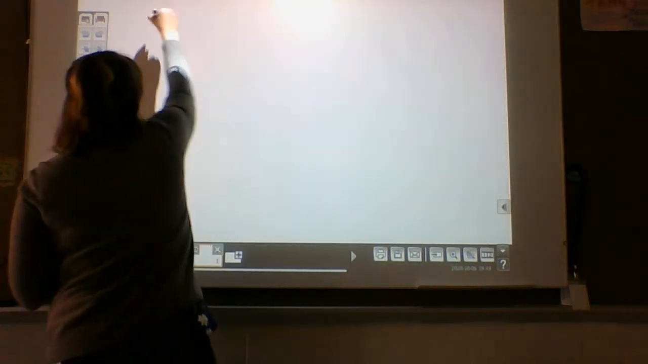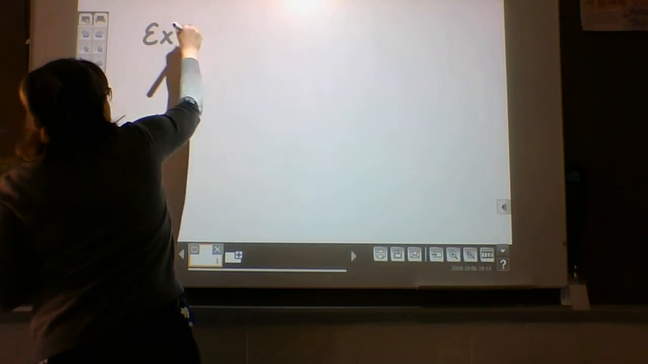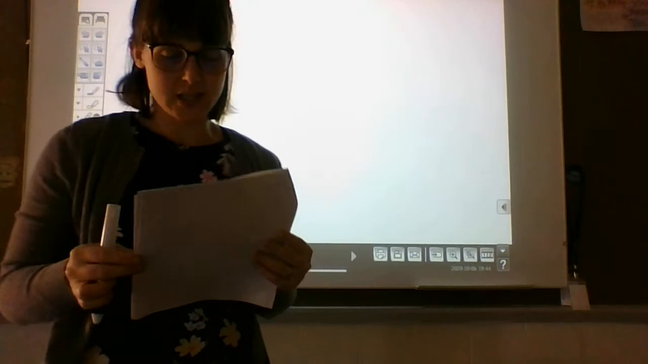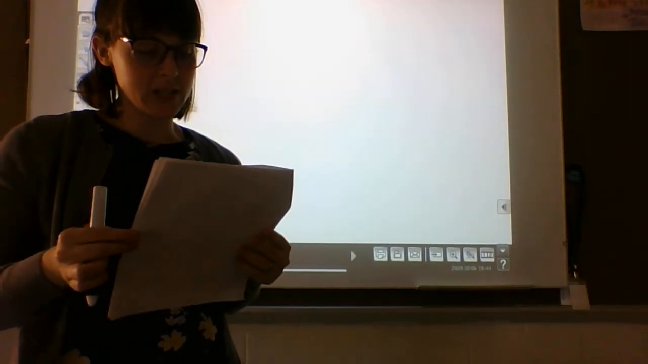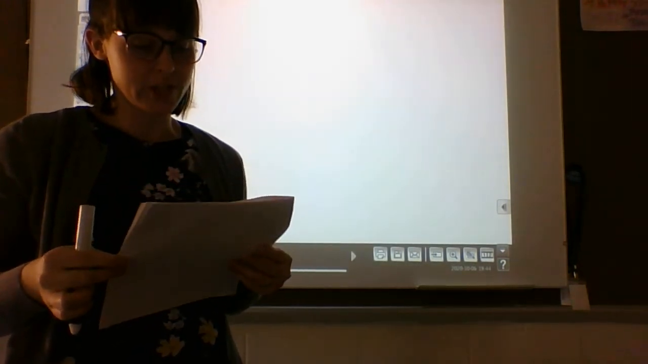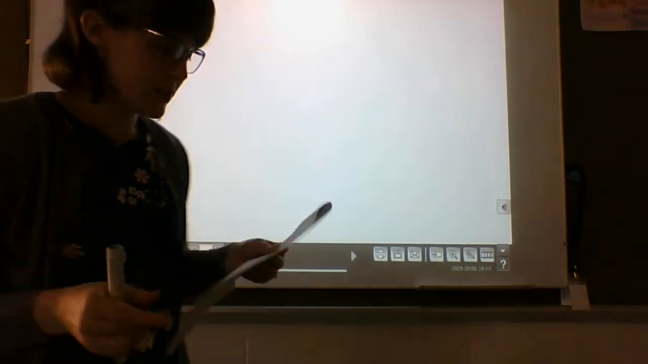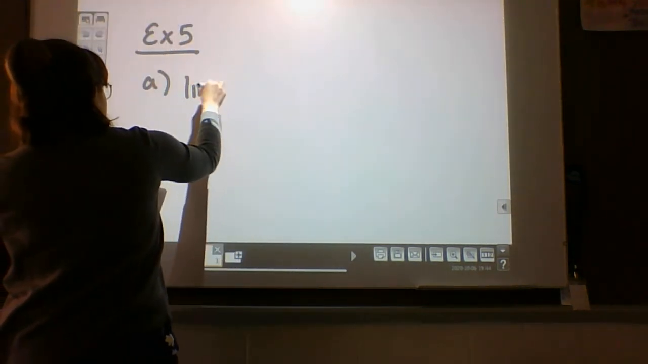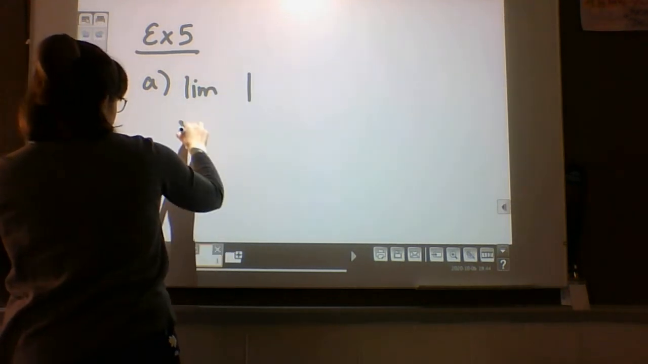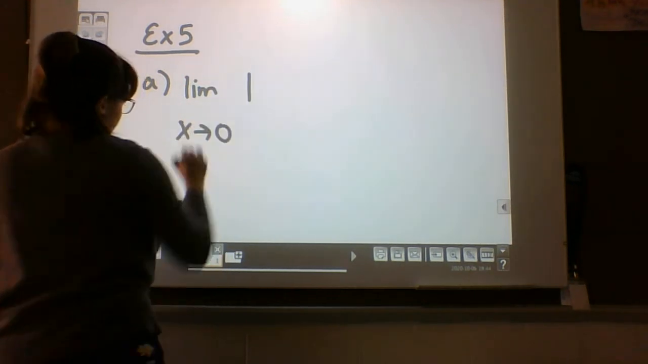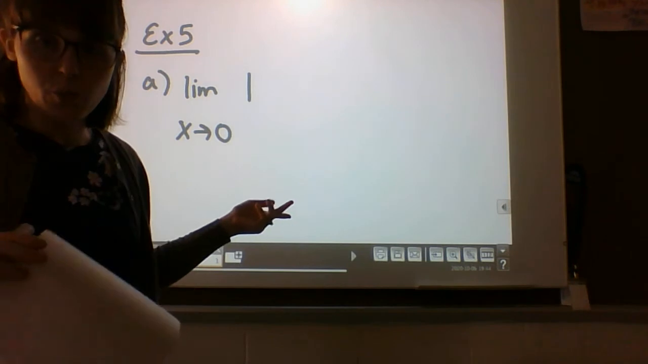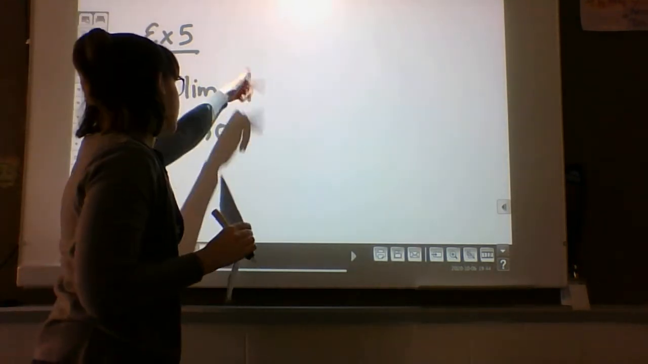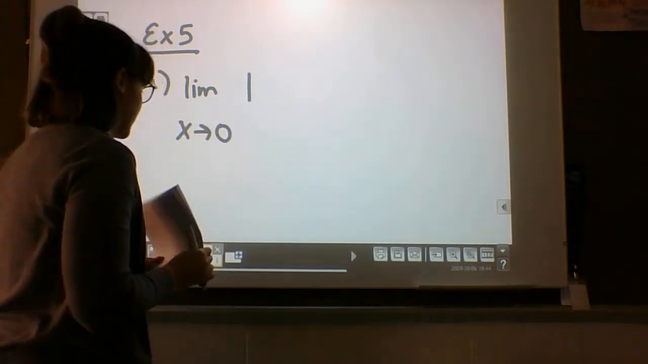Okay, example 5 says determining limits. So because the limit of 1 as x approaches 0 is equal to 1, I'm going to write this down. The limit of 1 as x approaches 0 is going to equal 1, and we discussed this before because there's no x here. It's just that number, 1. So the limit of that part's 1.